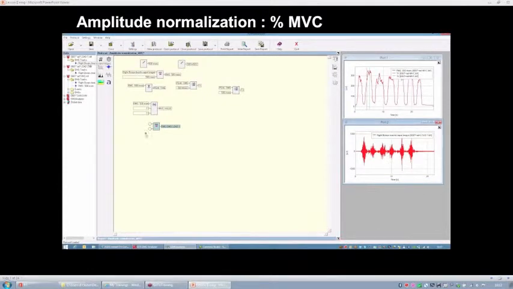Now I'm going to compute the root mean square for the signal where we have executed the test. This is the second. You should already remember how to perform that from the first lesson. And now we can normalize the amplitude of this signal activity with respect to the computed MVC value. We are just dividing the root mean square amplitude value by the reference.